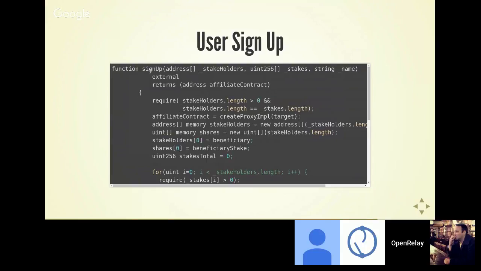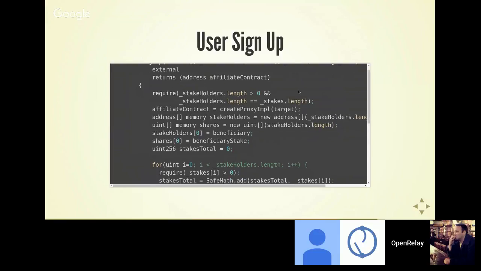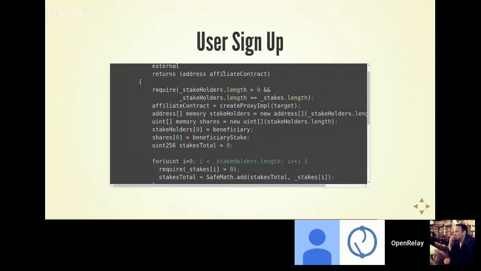So here, this is the sign up function. Again, somebody can pass in a list of stakeholders, stakes, and a name. And again, we're going to return an affiliate contract address. This time we do a little bit more validation to make sure that the number of stakeholders corresponds to the number of stakes. Again, we deploy an affiliate contract, but now we have to compute the parameters for the initialization function of that affiliate contract.